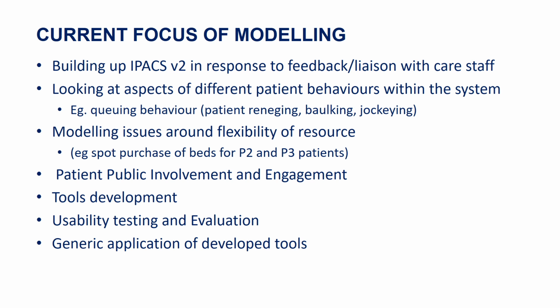So within the current phase of the IPACS work, we're beginning to look at a range of different issues which we can do using the revised structure of the version 2 model. These include things like looking at the queuing behaviour of patients, looking at modelling issues around flexibility of resource provision, for example the use of spot purchase for beds for P2 and P3 patients, and what's the efficiency involved in that, how important is flexibility within the system. We're also hoping to engage more closely with the patient and public involvement researchers, such that we can get a sense of what the priorities of patients are within the care pathways.